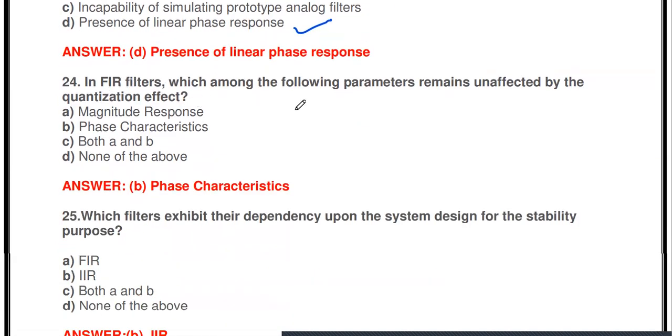Then in FIR filter, which among the following parameters remains unaffected by the quantization effect? Magnitude response, phase characteristics, both A and B, none of the above. Phase characteristics. So the phase characteristics remain unaffected by the quantization effect.